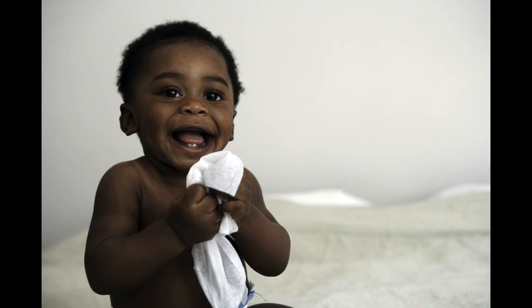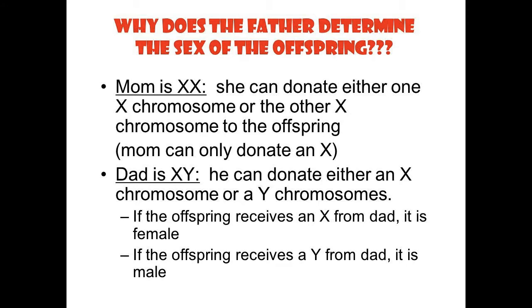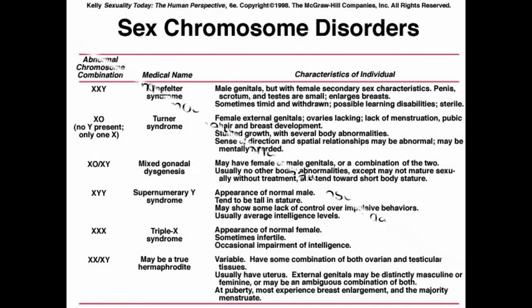We have a greater loss of the male zygote than the female in the first few weeks and at the third trimester. And in the end, more boys are born in the USA than girls. So again, the father determines the sex, and it's XY for the boy, XX for the girl.